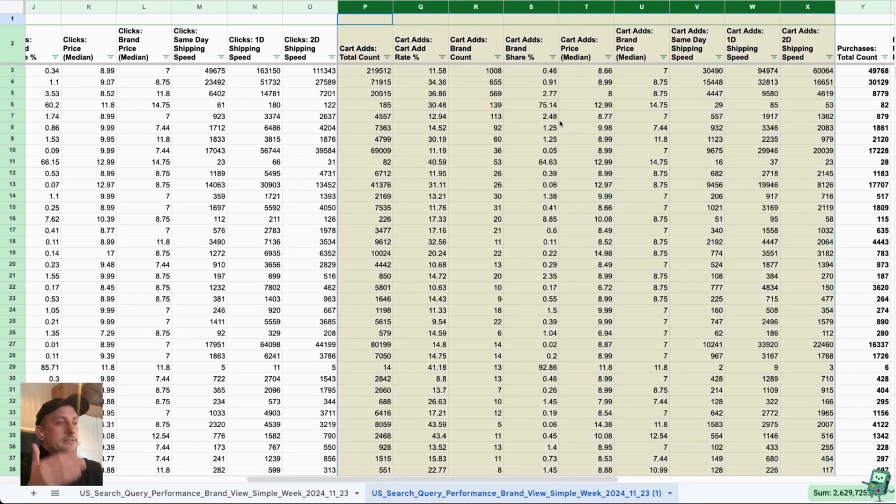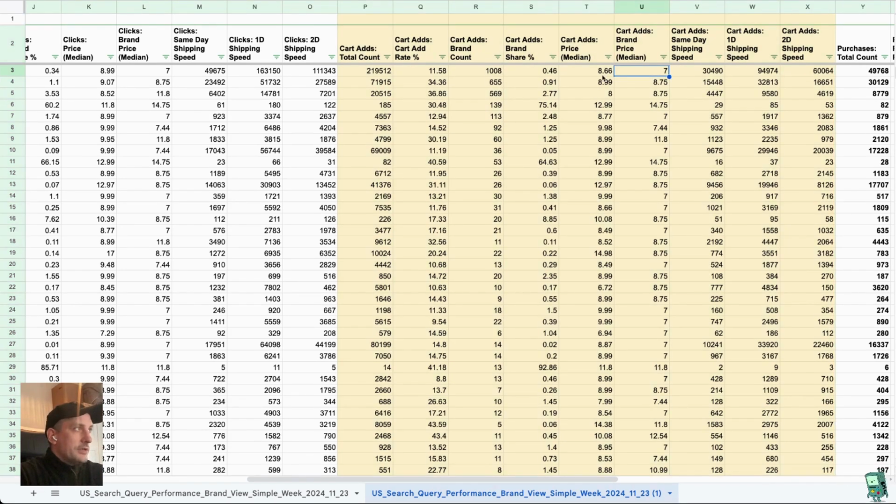Now we come to the next fun step, from impressions to clicks to add to carts, and then to purchases. Cart adds work in the exact same way as clicks. However, it's one step further towards the purchase. We have total count on cart adds. We have brand count. We have shares. We have the rate, which is the total divided by the search volume. We have the median prices for our brand cart adds and the market cart adds. This should usually be kind of similar. If you see some discrepancies, that might be an area to look into further. And then we have these shipping speed metrics here as well.